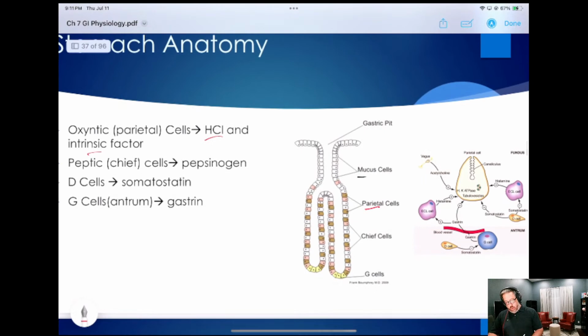Okay. Chief cells. Chief cells or peptic cells make our pepsinogen. So pepsinogen, remember, is used for protein degradation. Remember, pepsinogen turns into pepsin when the stomach acid decreases.